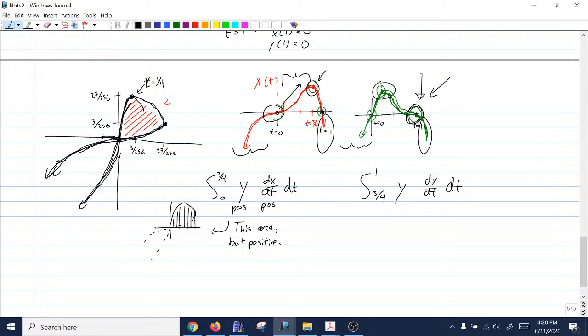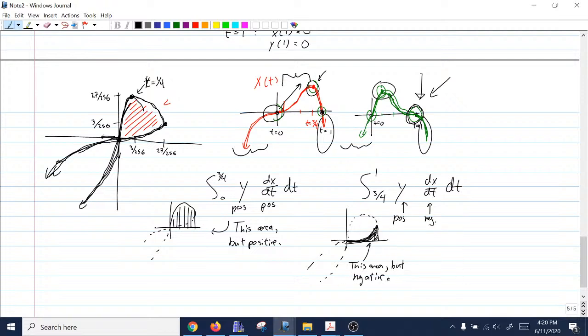Let's see what happens if I go from 3/4 to 1. Actually, I just didn't mean to draw the whole thing. 3/4 to 1 is, ignore this part. We're only considering this part. On this region, y is positive, but dx/dt is negative. So I'm going to end up with this area, the area of the y values times the dx values, but it's going to be negative.